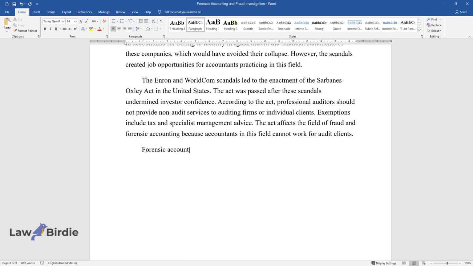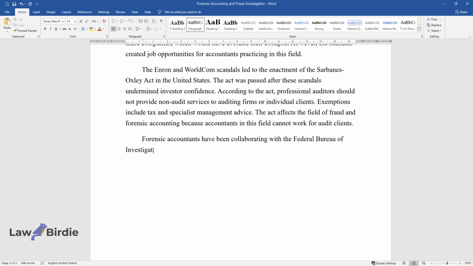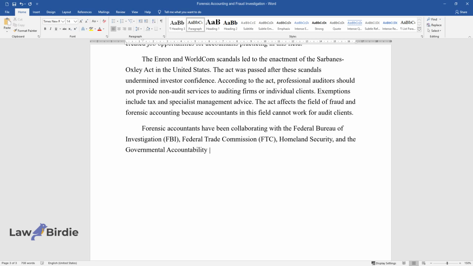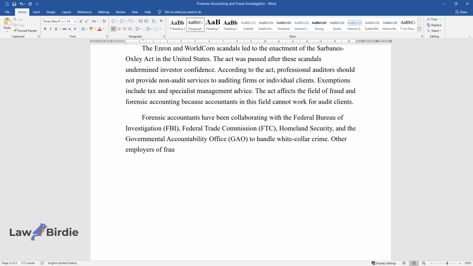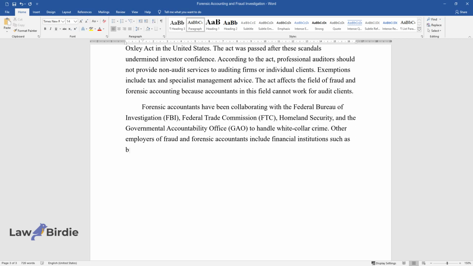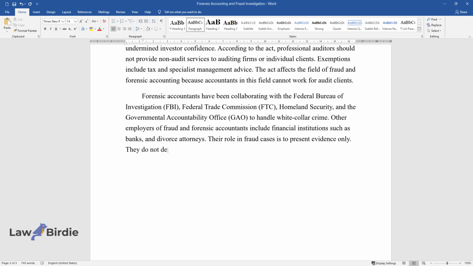Forensic accountants have been collaborating with the Federal Bureau of Investigation, FBI, Federal Trade Commission, FTC, Homeland Security, and the Governmental Accountability Office, GAO, to handle white-collar crime. Other employers of fraud and forensic accountants include financial institutions such as banks and divorce attorneys. Their role in fraud cases is to present evidence only. They do not determine whether fraud has happened because the final decision is made by a court of law.